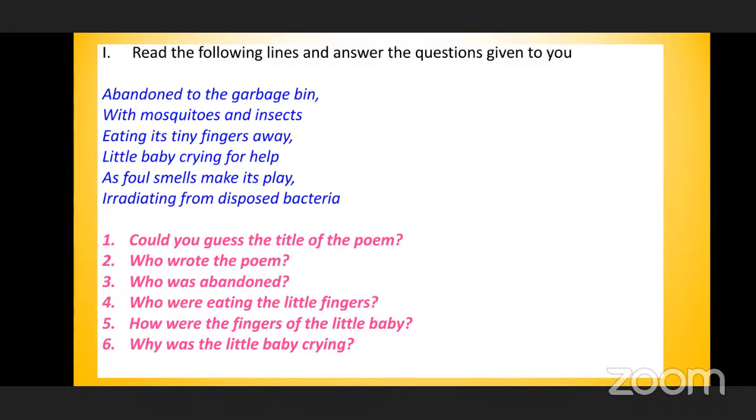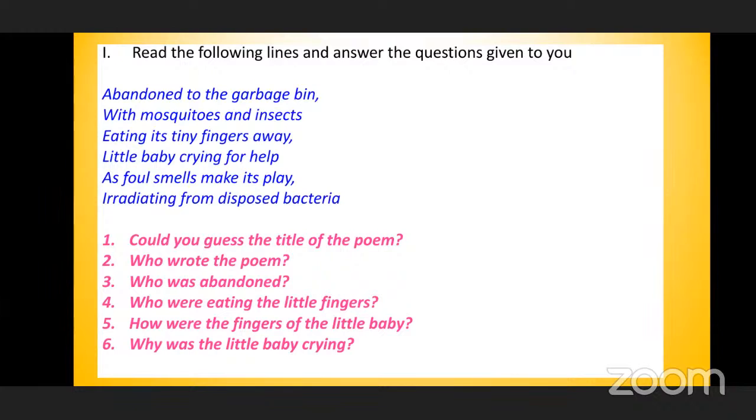Now let me read, and let me apply the techniques of 3 R's. Here also I am applying the same techniques, and you try to observe and imitate, so that you may get more marks in this reading comprehension poem. Abandoned to the garbage bin with mosquitoes and insects eating its tiny fingers away, little baby crying for help as foul smells make its play, irradiating from disposed bacteria.